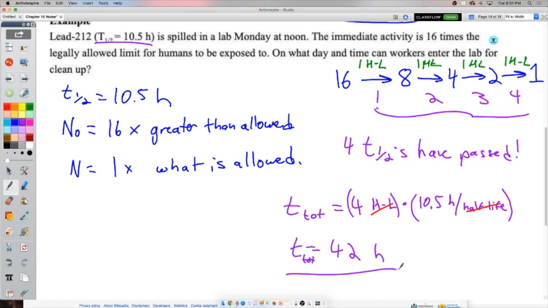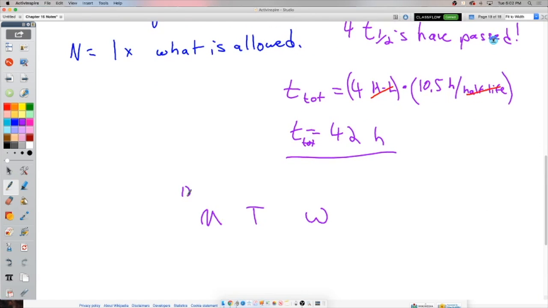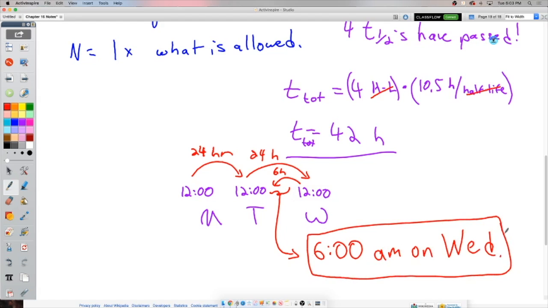It didn't say how long. It said on what day and time. So if it spilled on Monday at noon, Tuesday at noon would be 24 hours. Wednesday at noon would be 48 hours, right? Or another 24 hours. So that's 48 hours now, right? So that's too far. So we go back 6 hours from there. So back 6 hours. And what's 6 hours before noon on Wednesday? It's 6 a.m. on Wednesday.